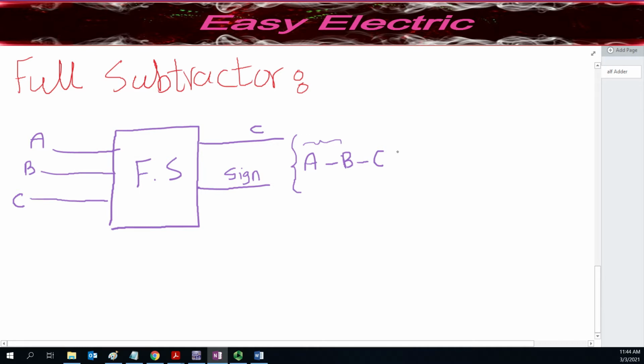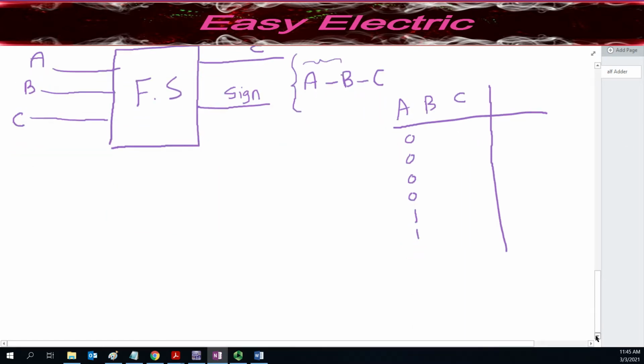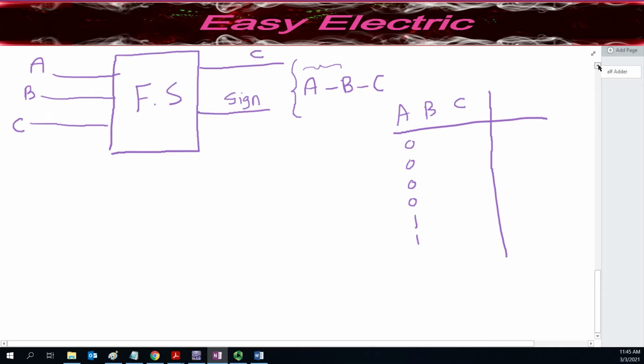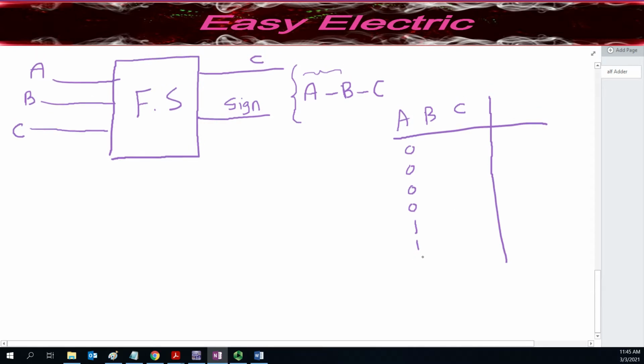So let's do similar to the half subtractor. Let's check all the possible cases that you could have. You have A, B, and C, so you will have 8 different bit patterns in the input. Let me just list all of them and see what the output should be for each of them.